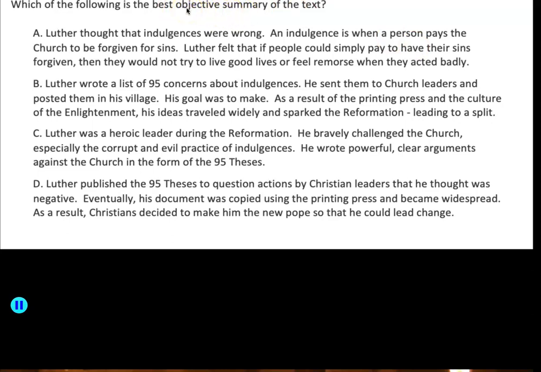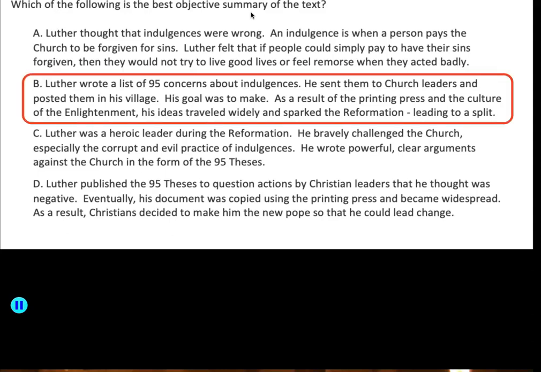Objective means that it's fact-based and not using emotions or opinions. A summary is looking for the overarching main ideas and the essential details you need to capture the whole purpose of the text. Read through your choices. They're a little bit longer, so take your time and decide which you think is the best answer. I would have selected letter B.